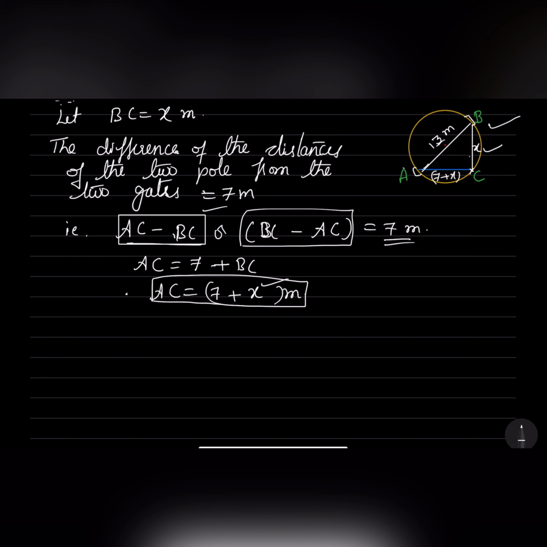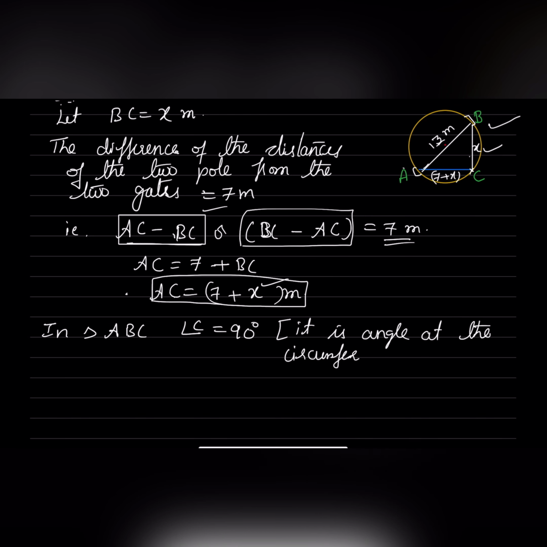Now in triangle ABC, angle C will be equal to 90 degree. Why is it 90 degree? Because it is the angle at the circumference of a semicircle. Therefore, we know that it is equal to 90 degree. So this is 90 because AB is the diameter and the angle is in the semicircle. And we can apply Pythagoras theorem.